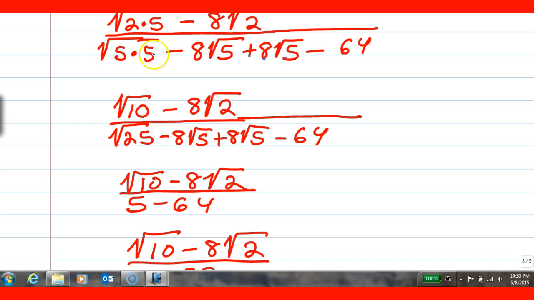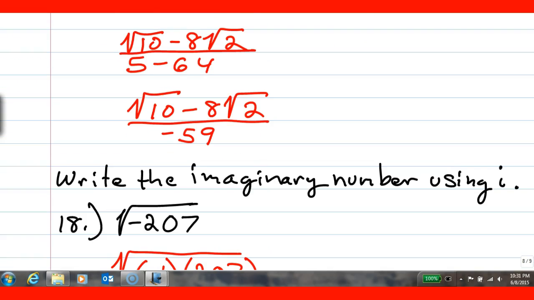But first I have the 5 times the 5 makes the square root of 25. So in the next step, the square root of 25 makes a 5. In the top, that 2 times 5 makes the square root of 10, minus the 8 to the second power. So copy that down. Now I'm going to take care of this 5 minus 64, so I end up with a negative 59. So I have the square root of 10 minus 8 times the square root of 2 over a negative 59.